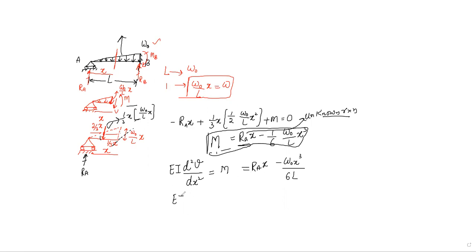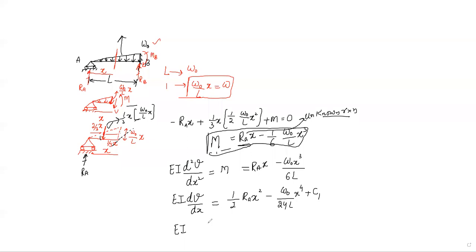As we integrate it once, we'll get EI d nu by dx is equal to 1/2 RA X square minus W naught by, this will be 24 into L, X raised to power 4, plus constant of integration C1. I have to make a correction over here: sorry, this will be 24 into L.